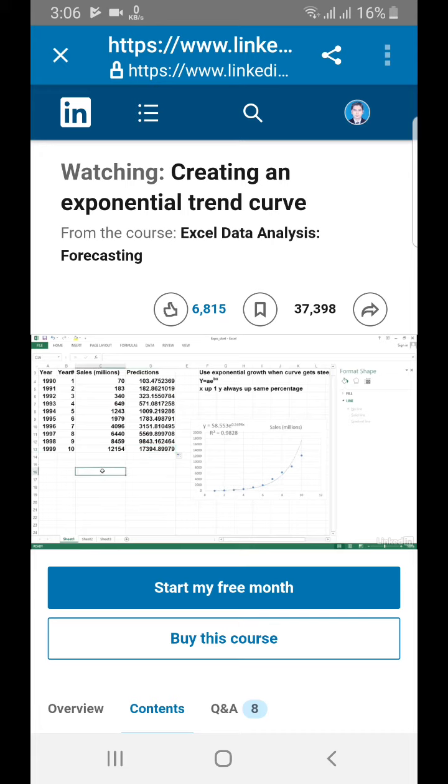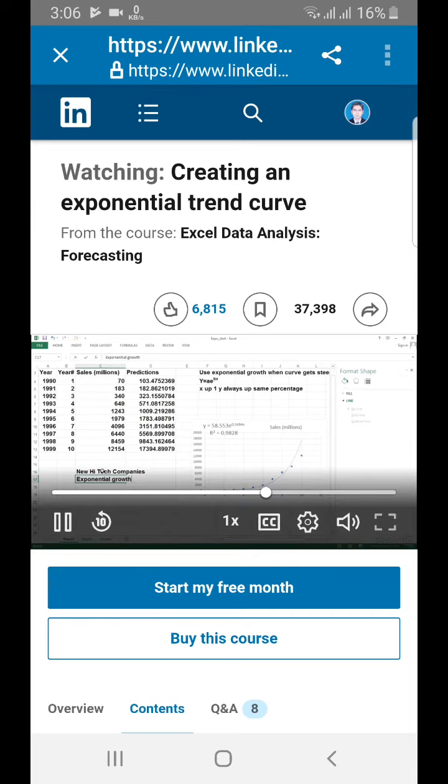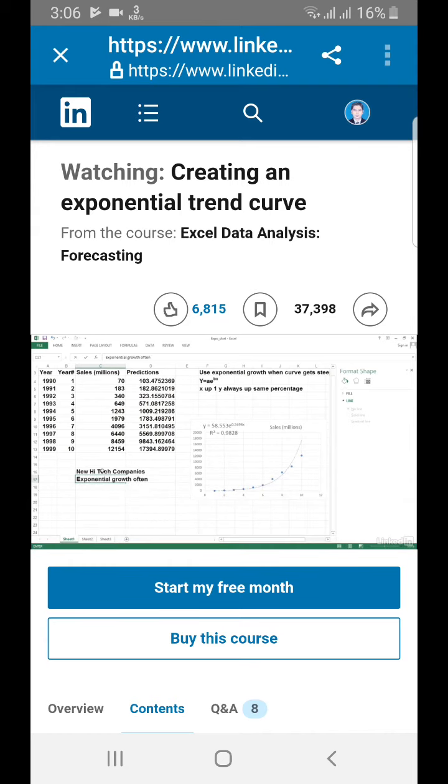And what you'll find is with new high-tech companies, like Cisco was, exponential growth often fits the data well early on. But you have to beware of extrapolating forward because a lot of times the sales will flatten out after a while and you'll see an S-curve. And fitting S-curves is beyond the scope of this course.